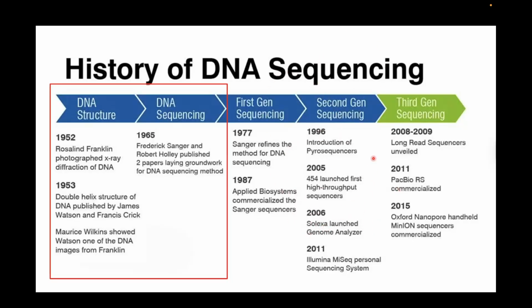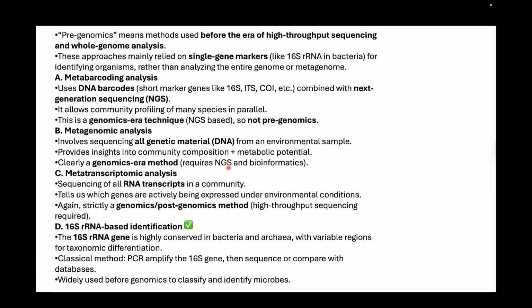Then comes second generation sequencing like pyrosequencing and Illumina from the 1990s to 2012, and the current era is the third generation sequencing of nanopore and PacBio commercialized sequencers. Okay, so this is the time that we are talking about, 1915 to 1960s.